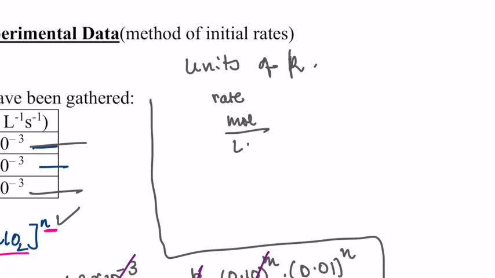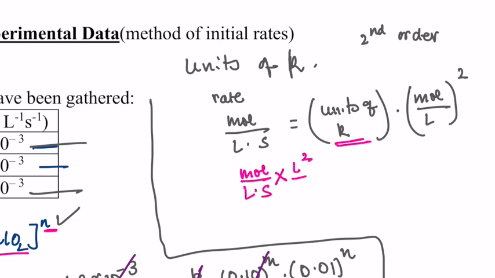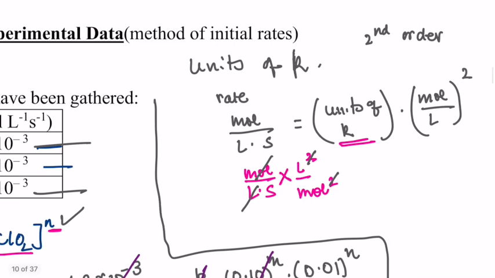So write the units for rate, which are always moles per liter per second, but that's also given to you in the question itself. Units of K, and because it's a second order reaction, I am raising concentration to the power of 2. So using dimensional analysis, I bring all the other units to one side, and I can cancel out the liters and the moles. So that gives me the unit of K as liters per mole per second.